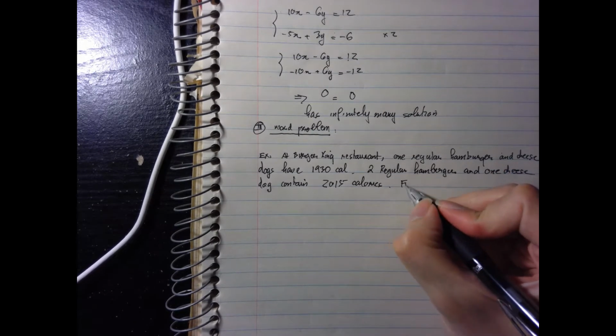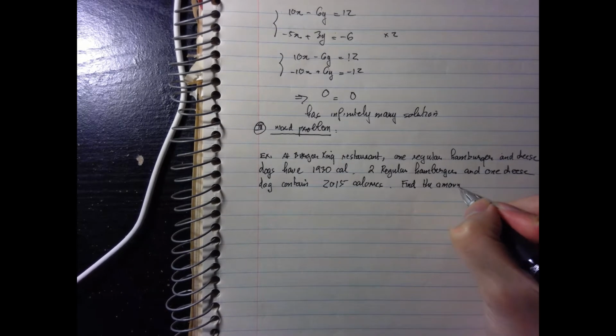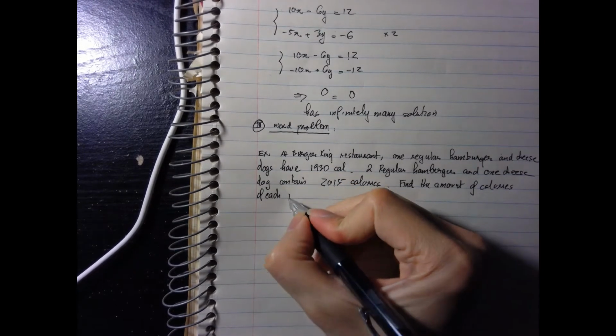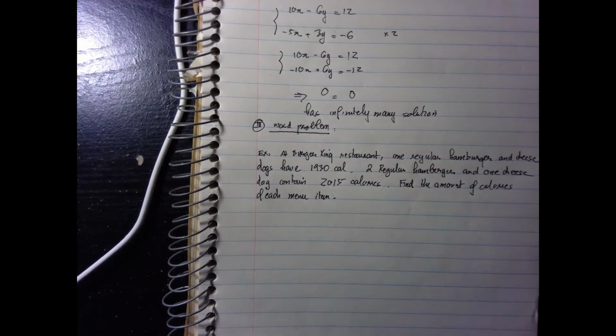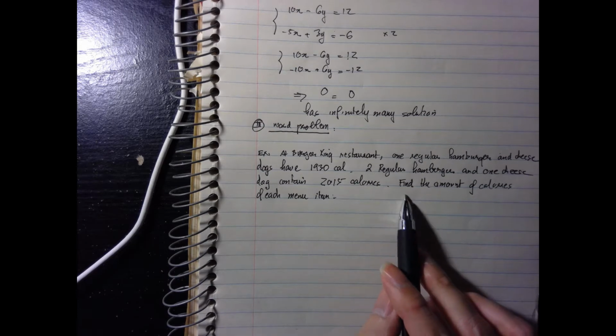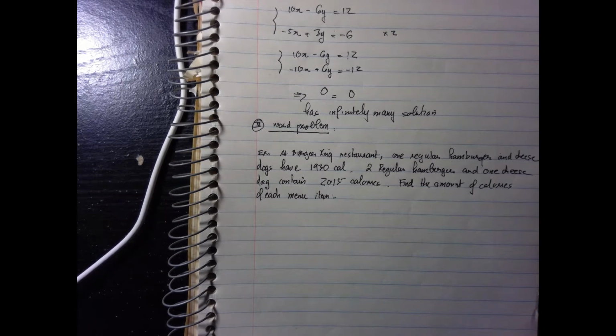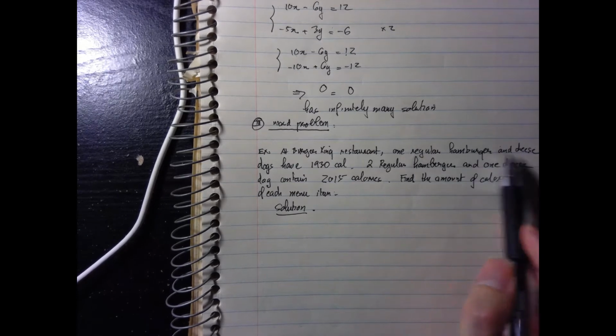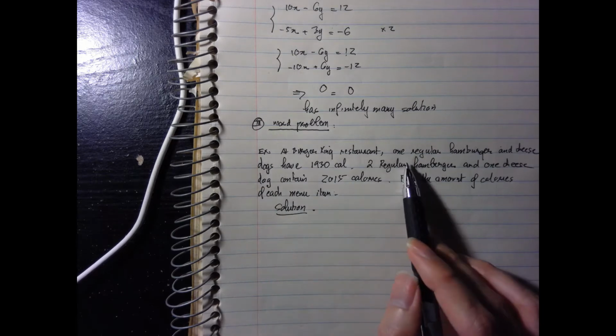The question is, find the amount of calories of each main item. Okay. So when we do a word problem relating to a system of equations, the first step is we want to know what we're looking for, and the second step is we have to name the variables representing what we're looking for. Okay, so over here the question is to find the amount of calories in each menu item. The first menu has a regular hamburger and cheese dog. And the second menu also has a regular hamburger and cheese dog.